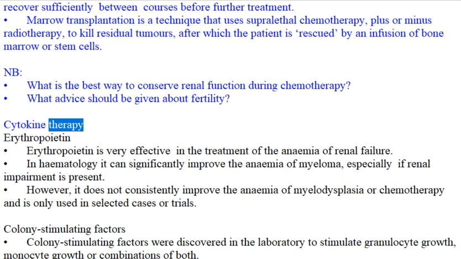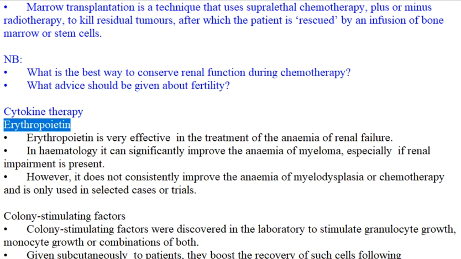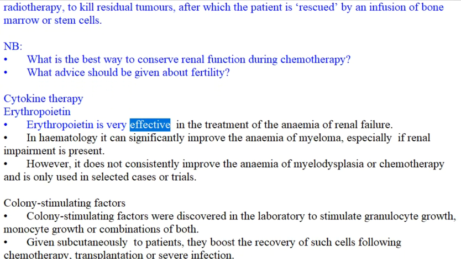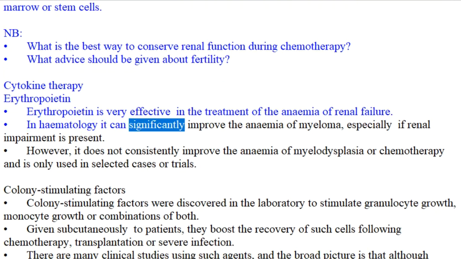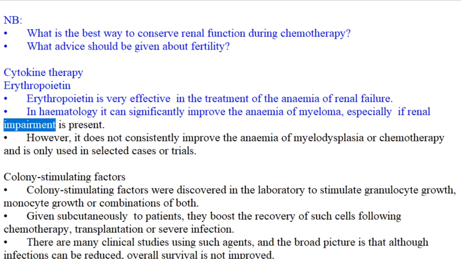Cytokine therapy. Erythropoietin. Erythropoietin is very effective in the treatment of the anemia of renal failure. In hematology, it can significantly improve the anemia of myeloma, especially if renal impairment is present.